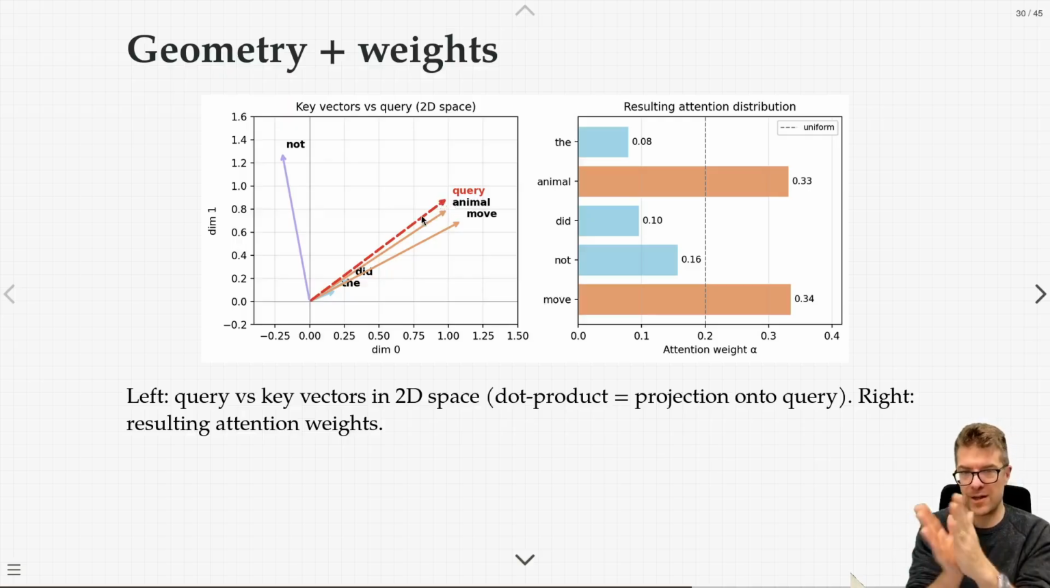So these are the dot products, how close these vectors are together. The closeness is represented by big values in the dot product. And then we can normalize by the softmax function, and we get this resulting attention distribution. A uniform weight across all of the inputs would have been this dashed line over here. So you can maybe ignore things that are less than that and pay attention, so to speak, to the ones that are bigger. So move and animal are the input words that matter most to the decision about whether or not an action occurred in this sequence.